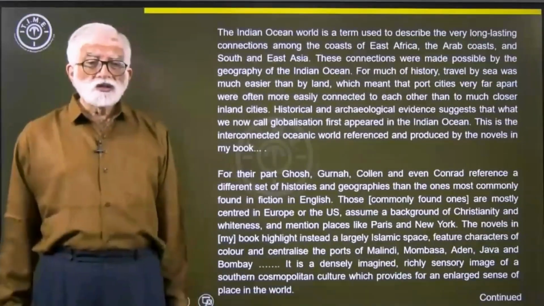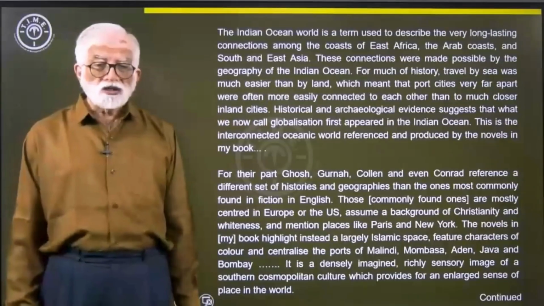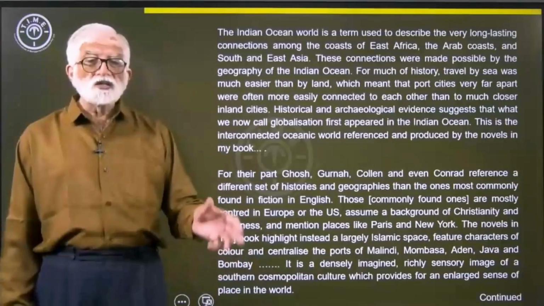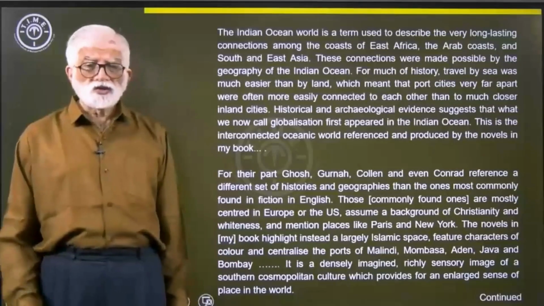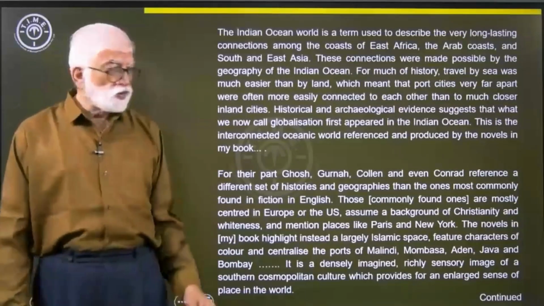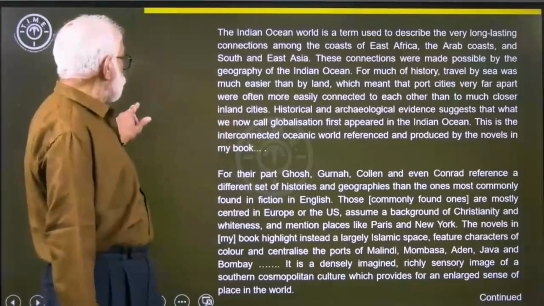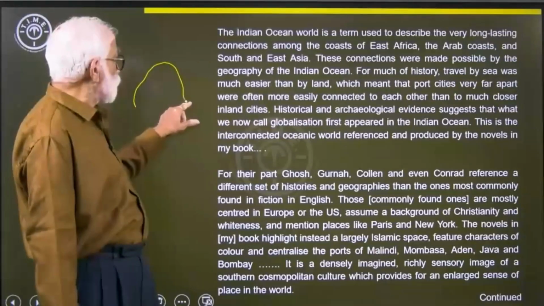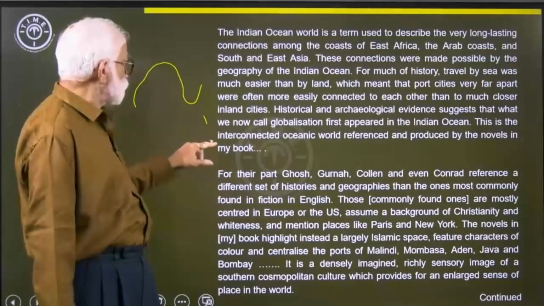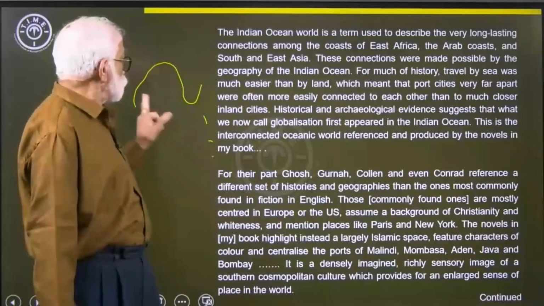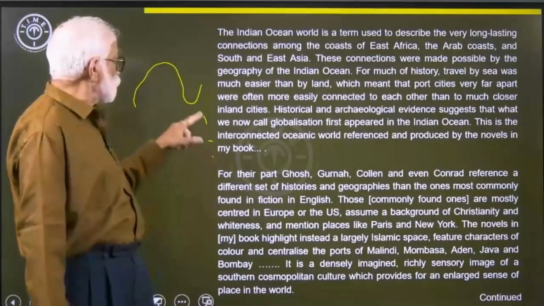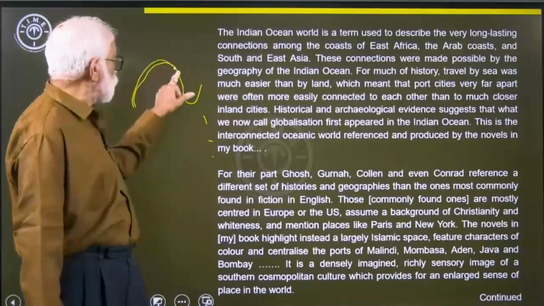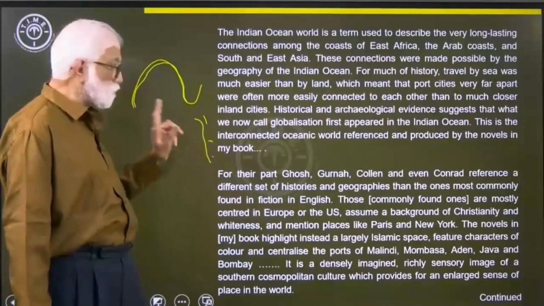The Indian Ocean world is a term used to describe the very long-lasting connections among the coasts of East Africa, the Arab coast, and South and East Asia. Okay, so we understood that. We talked about that earlier. Basically, you have Africa, and then you have the Middle East, and then you have India, and then you have the rest of the islands, right down to Southeast Asia. So this then is your Indian Ocean. So the Indian Ocean world talks about all these nations.